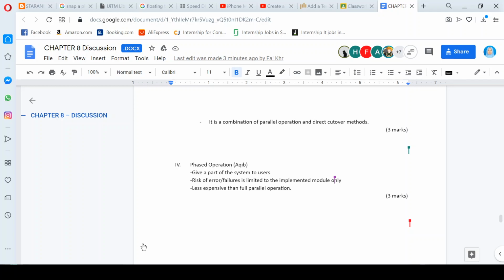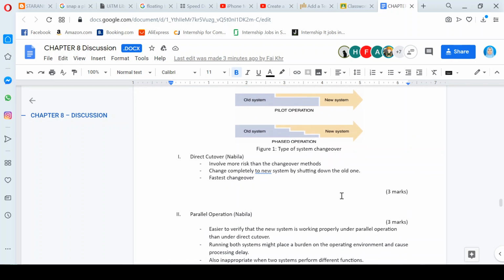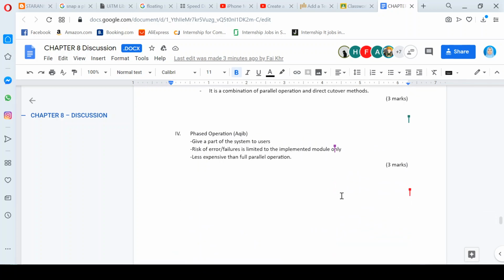Saya baca jawapan dia. Alright. Okay, first point is give a part of the system to users. So dia kasih sistem yang baru tu pada user secara berperingkat. Second point, risk of error failures is limited to the implemented module only. And last point is less expensive than full parallel operation. Kayaknya phase operation ni adalah operation yang tak ada lah, pakai banyak sangat cost banding dengan operation yang lain. Lagi apa?